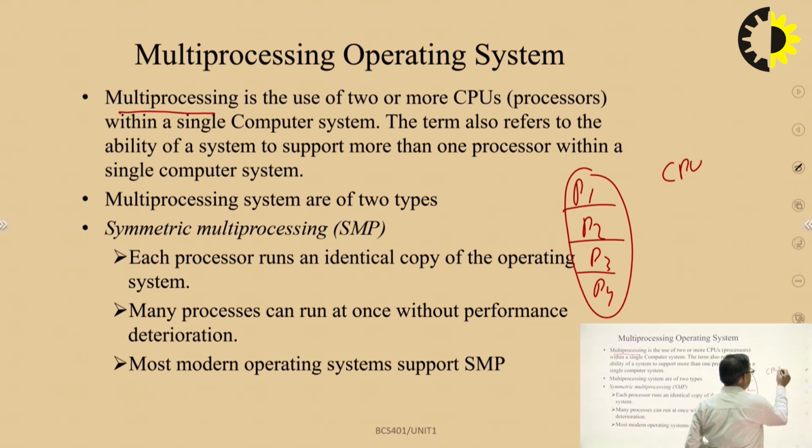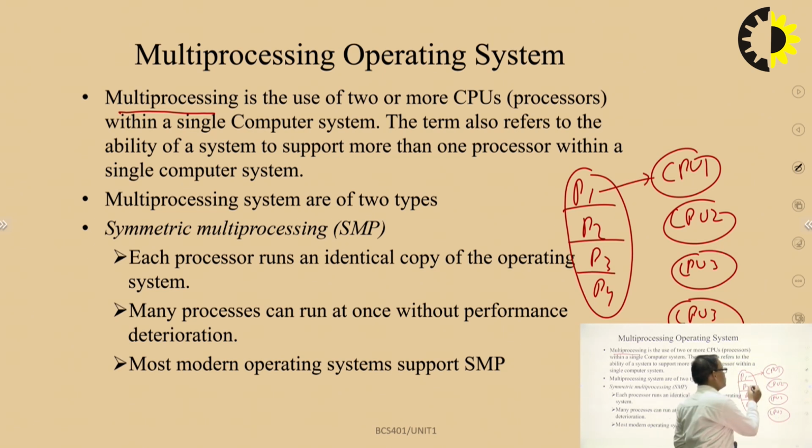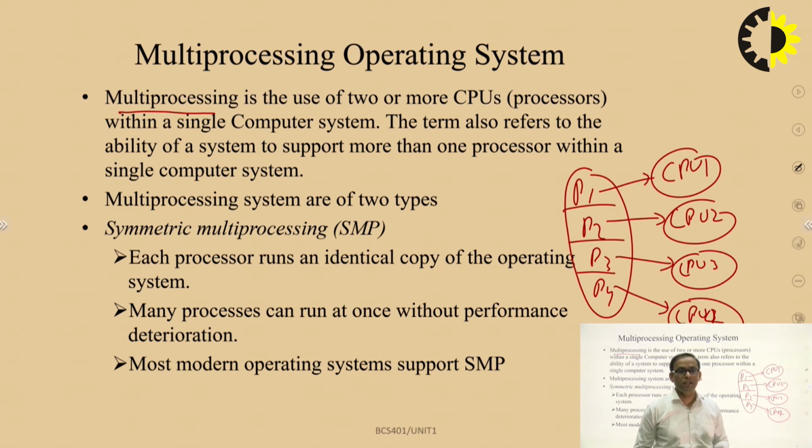Suppose we have four processors, CPU1, CPU2, CPU3, and CPU4. Okay, so process P1 is assigned to CPU1, process P2 is assigned to CPU2, process P3 is assigned to CPU3, and process P4 is assigned to CPU4. So if we want to achieve 100% parallelism, meaning the execution of multiple programs at the same time or simultaneously, that happens only in a multiprocessor environment. It means when we have more than one processor to execute.